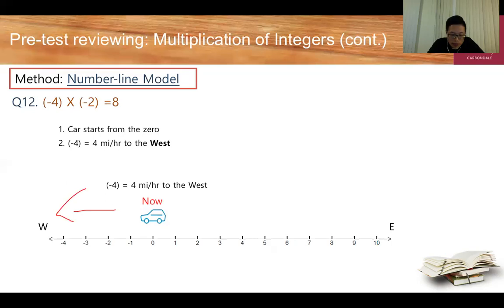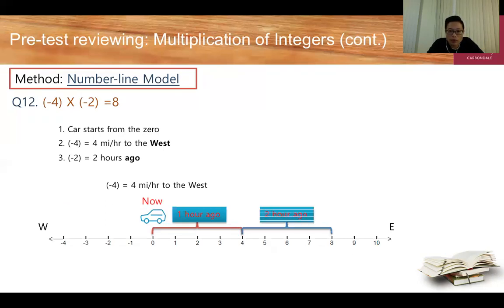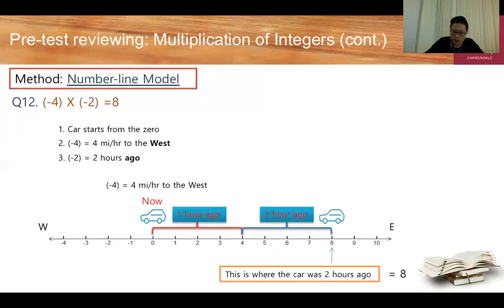And the multiplier here is -2. That means 2 hours ago, right? So 1 hour ago, the car was at position +4. And 2 hours ago, the car was at +8. And this is where the car was 2 hours ago. And the +8 is the final answer. Okay.